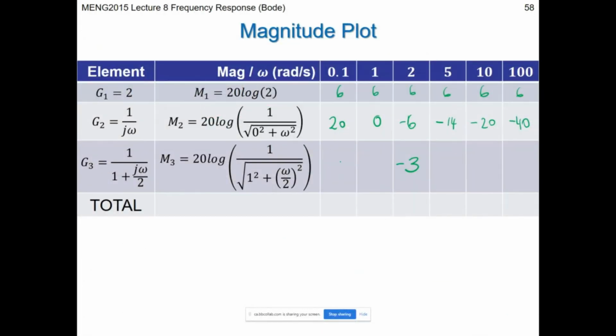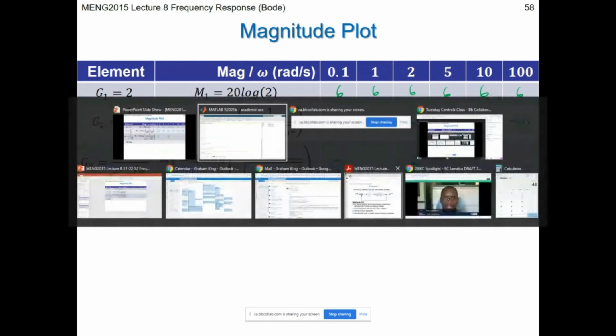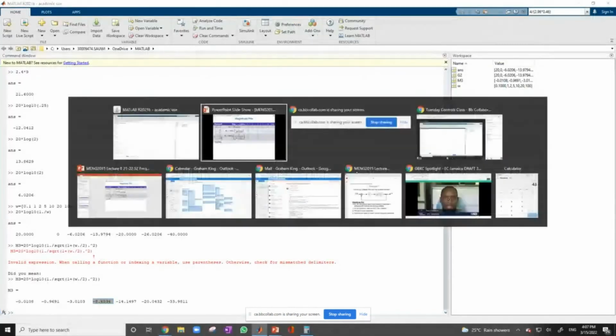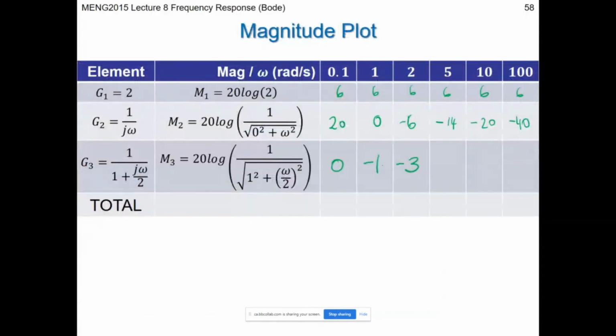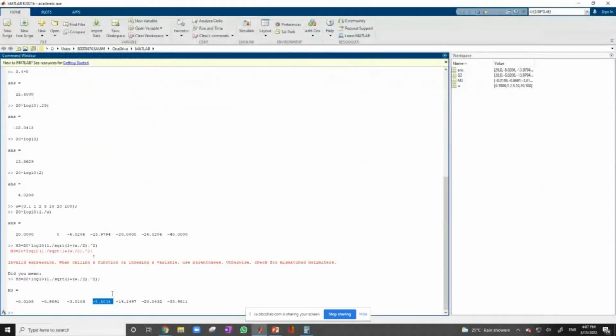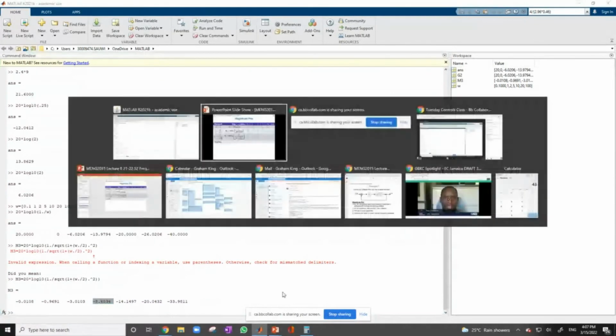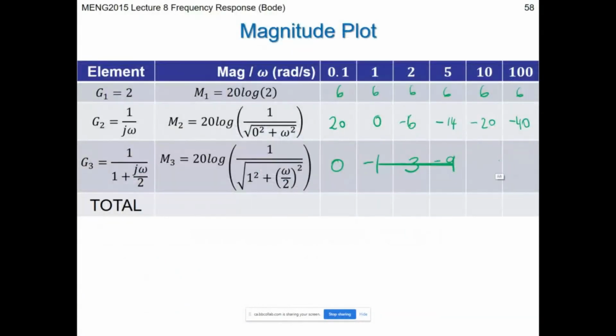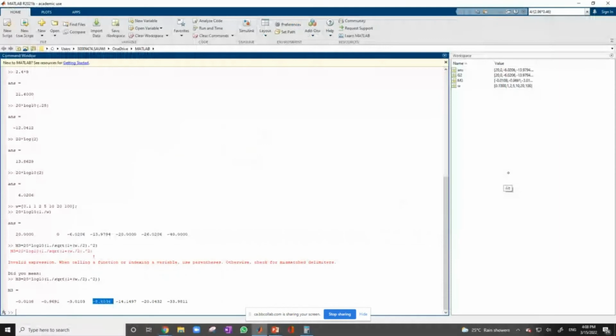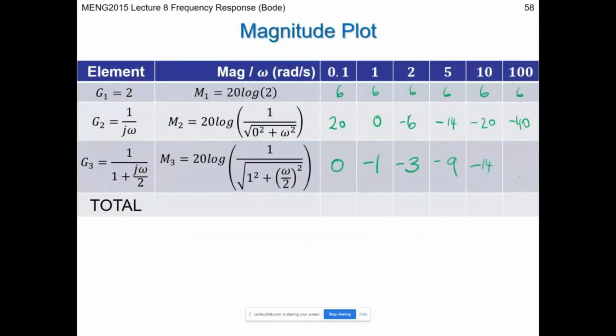We're going to have minus 3 dBs. At 0.1, close to 0, so just rounding up. At 1, we get minus 1. At 5, we get minus 9. At 10, minus 14. And at 100, minus 34.